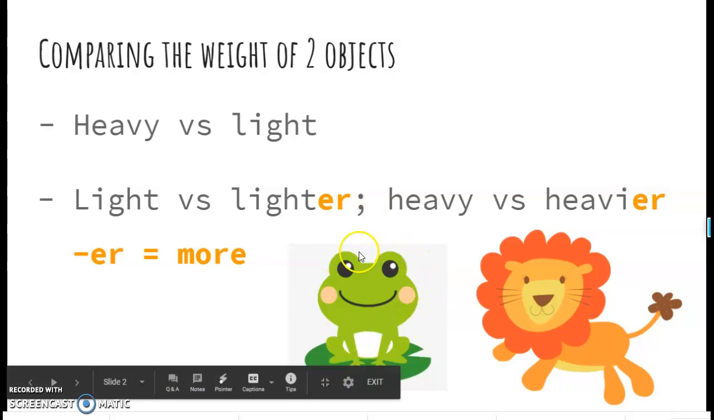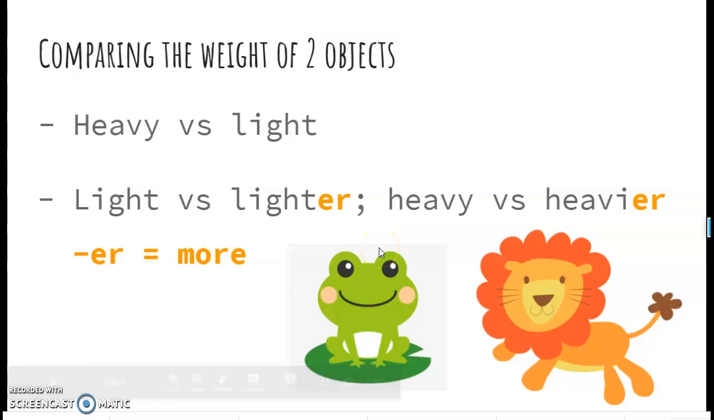I would say the frog is lighter. I know that it has a more light weight than the lion. So I could say the frog is lighter and the lion is light. I know that might seem kind of silly because you might think, well, a lion isn't very light, but it is light compared to some other objects in the world. And we'll talk about that a little bit later.